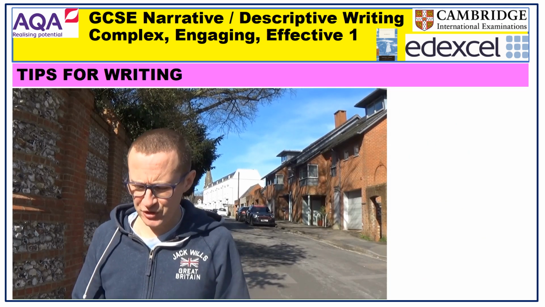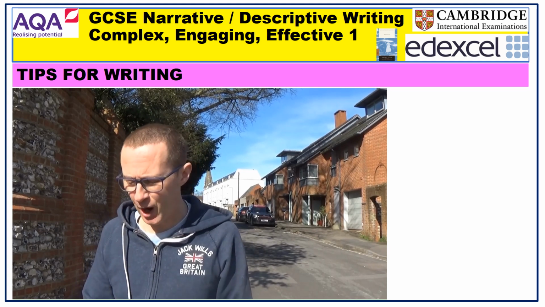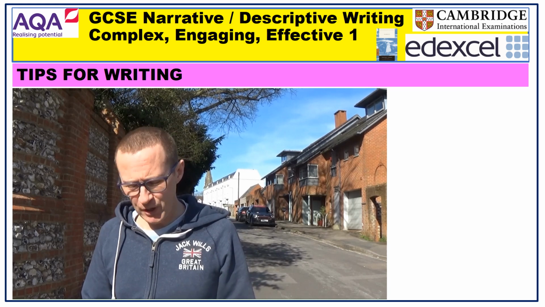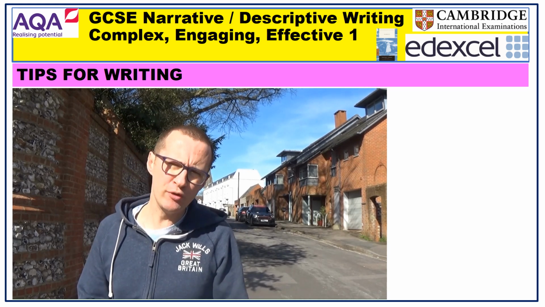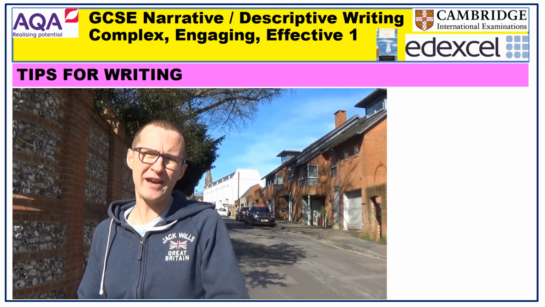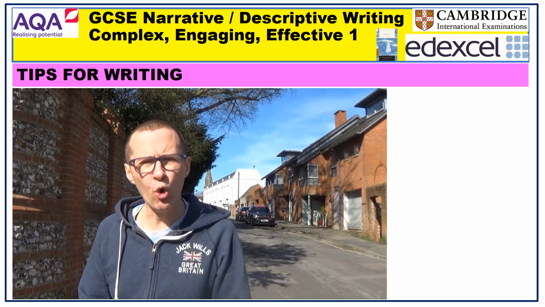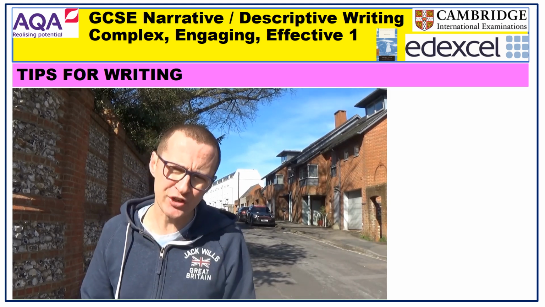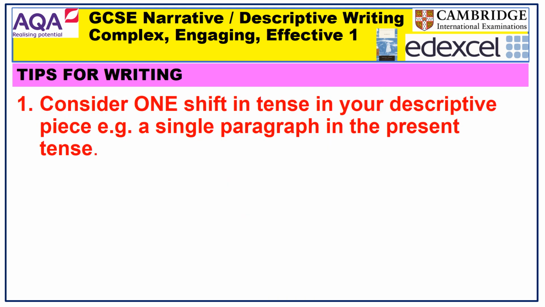So what practical tips can we take from this discussion of Lewis's description of Babbitt in his bath? Could we create some kind of checklist to experiment with in our own writing in order to move towards complex, engaging, effective for CIE, compelling and convincing for AQA, or subtlety and sophistication for Edexcel? Tip 1. Consider one shift in tense in your descriptive piece, e.g. a single paragraph in the present tense.